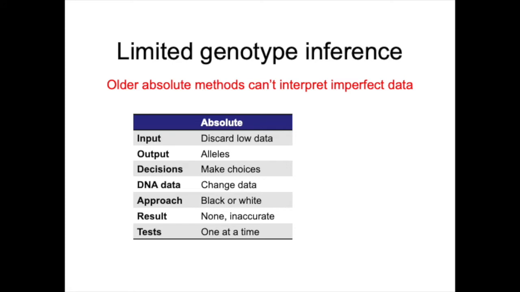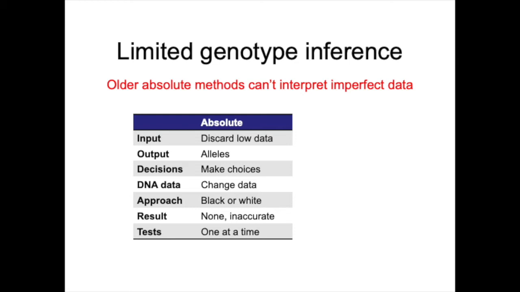So what's the problem with limited genotype inference, the old style approaches that are not probabilistic genotyping? Why is it that these older absolute methods cannot interpret imperfect data? Most DNA data is imperfect. There are many, many reasons. A lot of papers have been written about this. Studies have been done. I'll just give you a few that are relevant here.